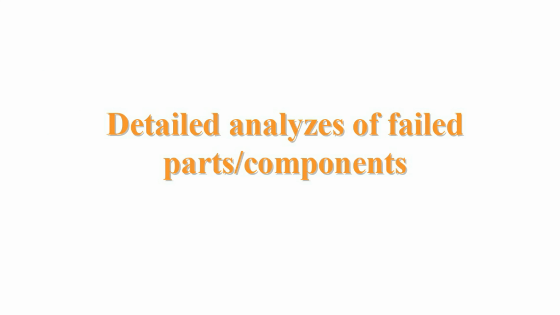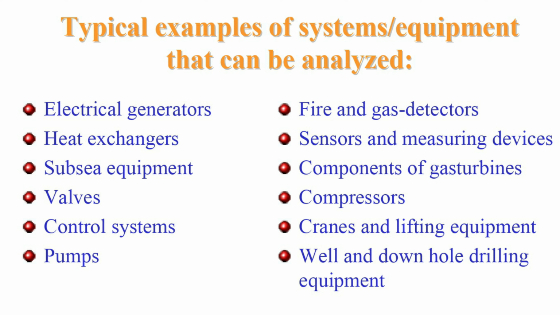Typical examples of systems and equipment that can be analyzed: electrical generators, heat exchangers, subsea equipment, valves, control systems, pumps, fire and gas detectors, sensors and measuring devices, components of gas turbines, compressors, cranes and lifting equipment, well and downhole drilling equipment.